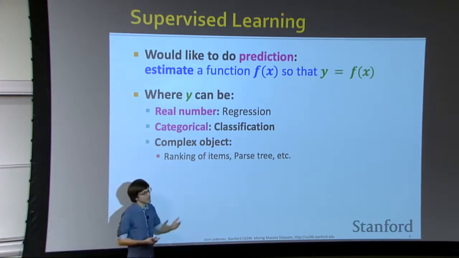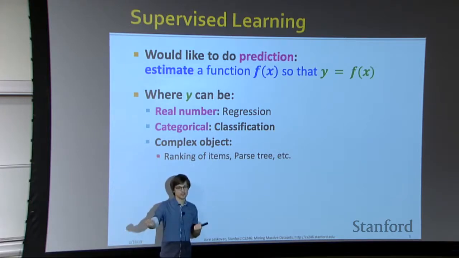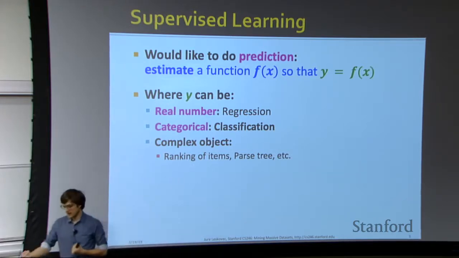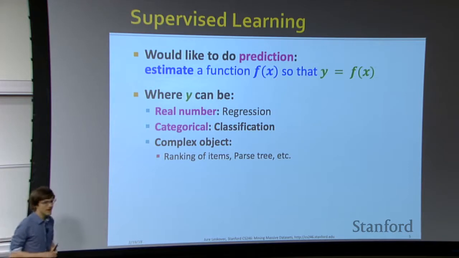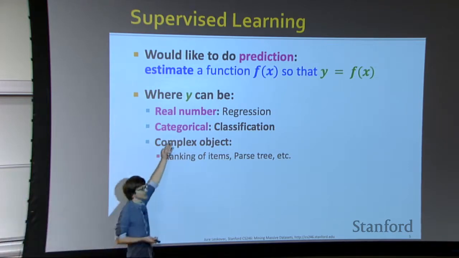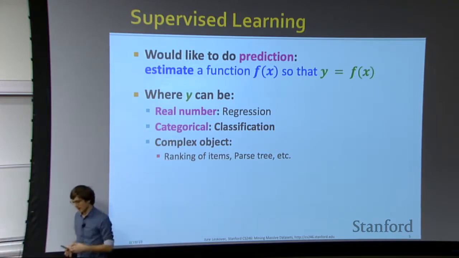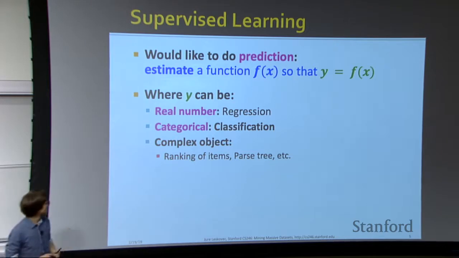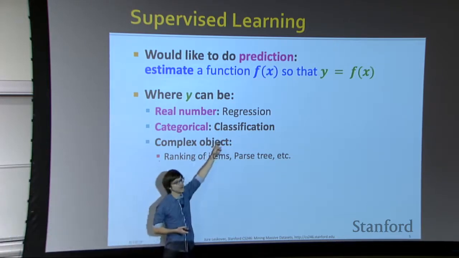If y is a real number, then we call this regression. We call this predicting the real number, a regression. If we are predicting a categorical value, like a color or big, small, medium or whatever, then I would call this classification.